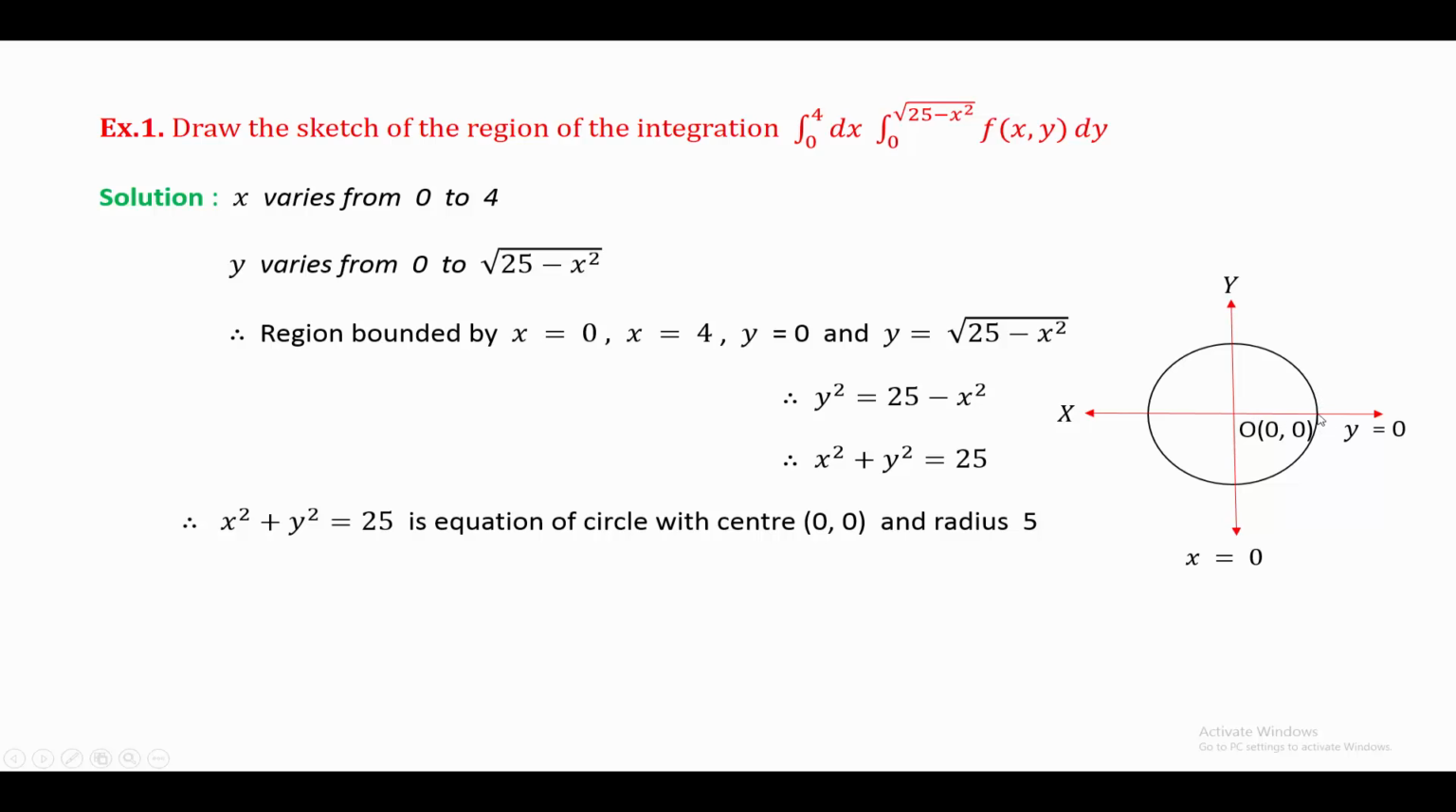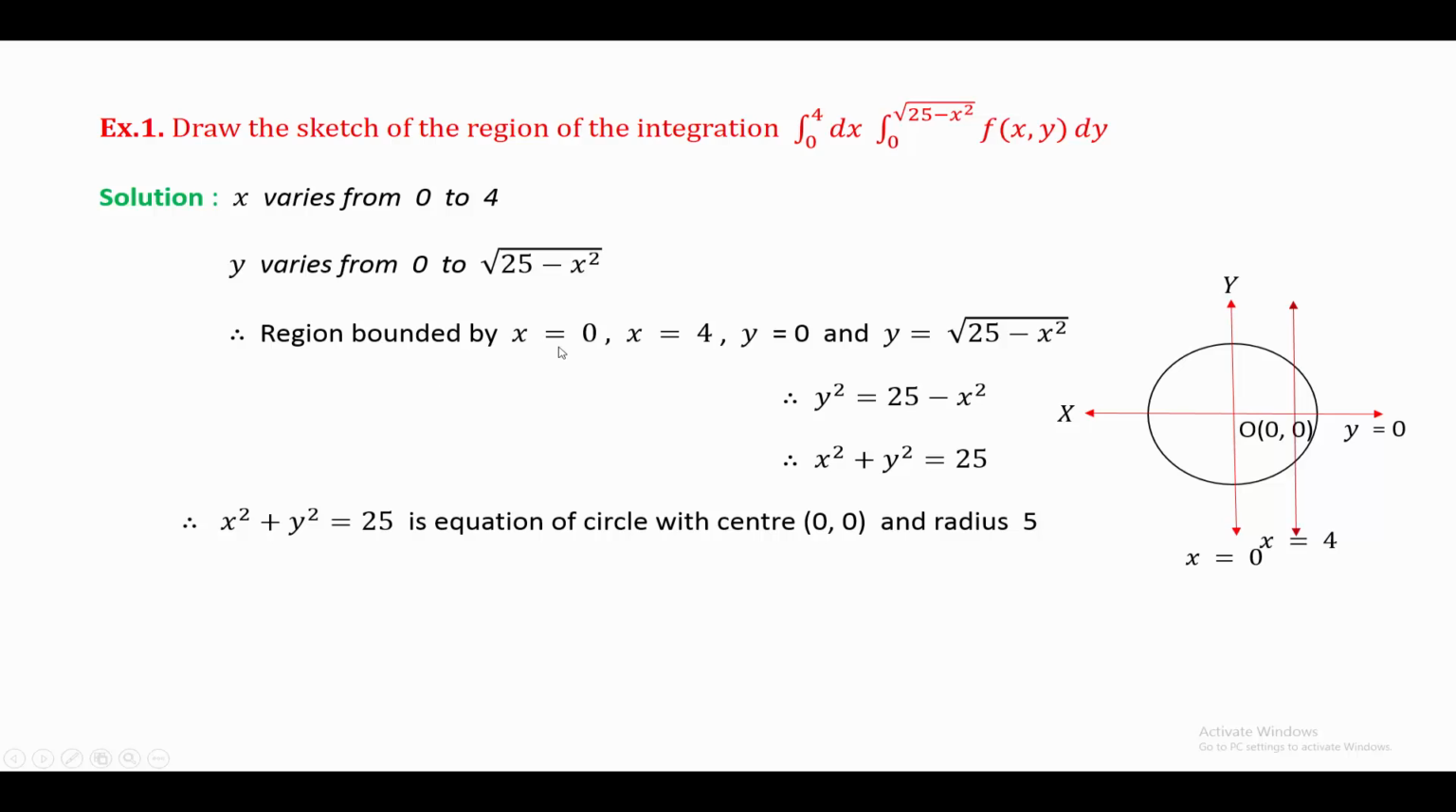Here this point is 5 0, because the radius is 5. Now draw the line x equal to 4. So the 4 0 point is here, and the line passing through the 4 0 point is the line x equal to 4. This is the line x equal to 4.